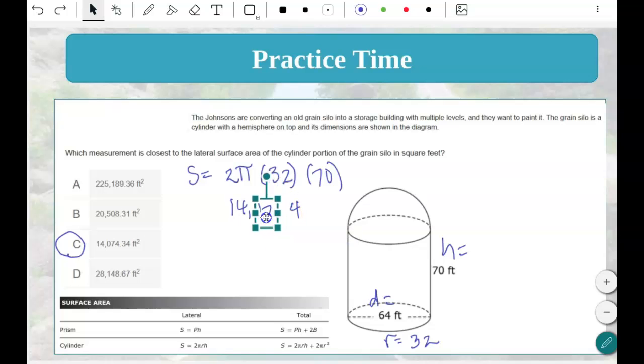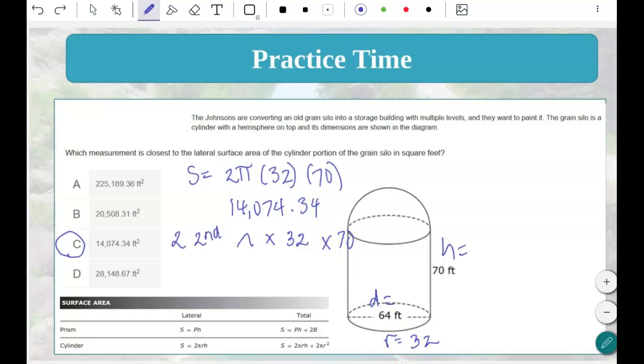All right, we're going to just move that over. All right, so 14,074.34. Keystrokes again: push the 2 key, the caret key, times 32 times 70. I don't know what happened here. That's so weird. It's like my 2 had a tail on for some reason.